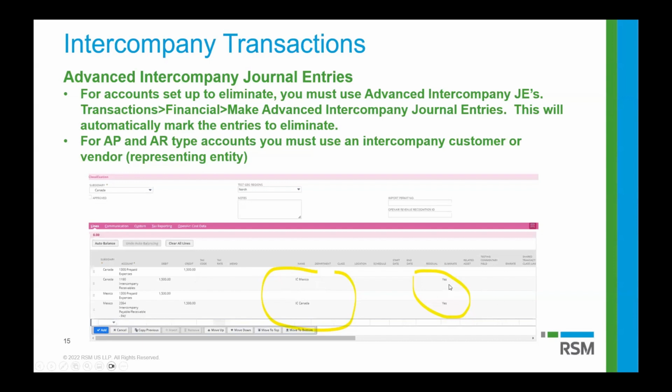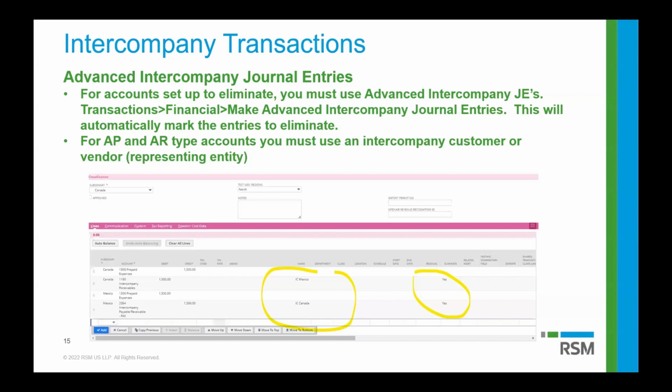And here, this one's super important. Eliminate yes. Because this is how it knows to go in and select those transactions to eliminate. Down here, this is the counterparty with Canada. So this is Mexico's side. Here's their payable. This is the intercompany vendor, which is Canada, because Mexico owes Canada. And again, eliminate is marked yes.